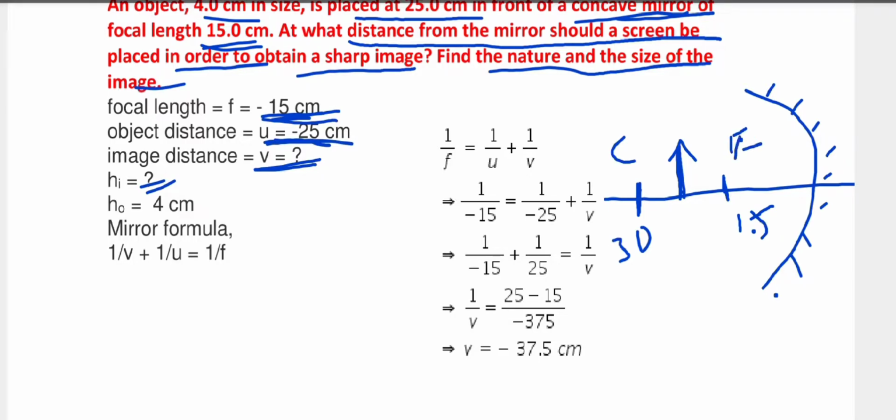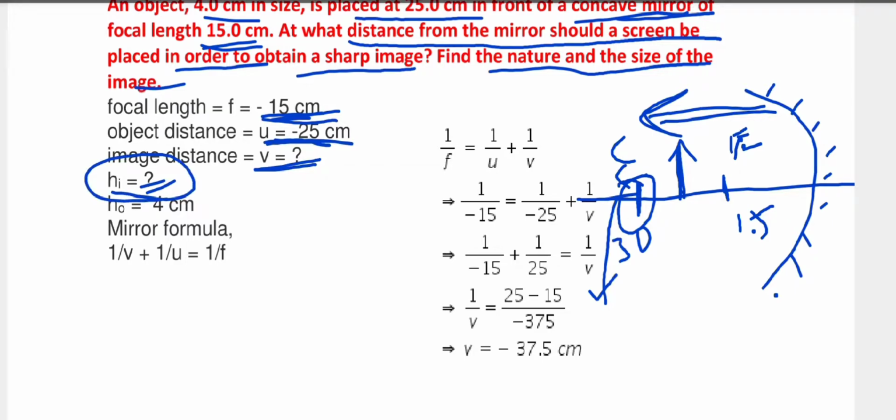So when you place the object between the center of curvature and the focus, you will get the image behind the center of curvature, right? It is real, inverted and enlarged. So we have to get the image distance more than 30, because it will form behind the center of curvature, and it will be negative. Why is it negative? Because it is on the same side, right? And we have to get the height of the image more than the height of the object. If it is 4, it should be more than 4 because it is enlarged.